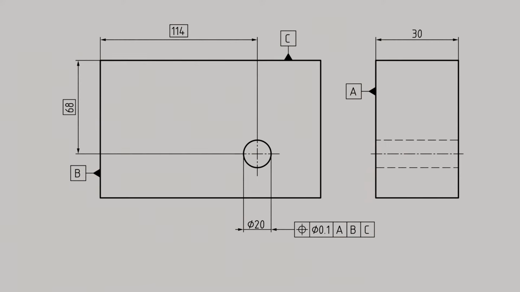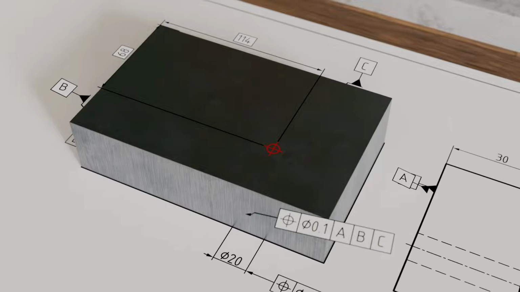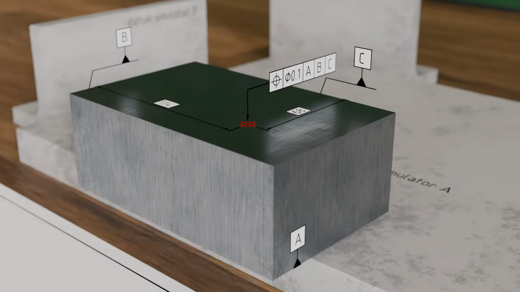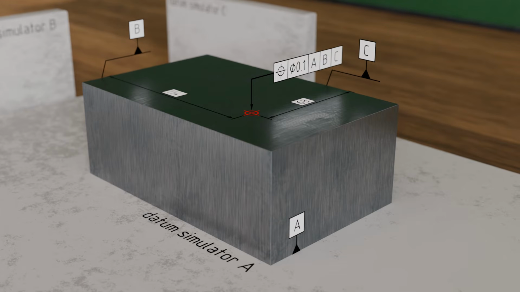Let us now take a closer look at what the datums actually mean and how they clearly define the position of the tolerance zone. Since the bottom side of the part represents the primary datum, this surface must first be aligned on a perfectly flat support surface, which is the datum simulator A. For this purpose, the part is placed with its bottom side on an inspection plate.